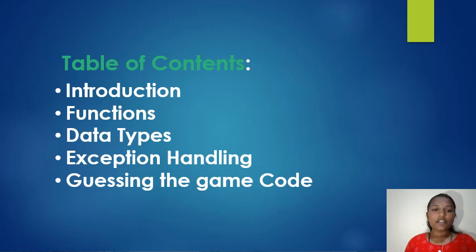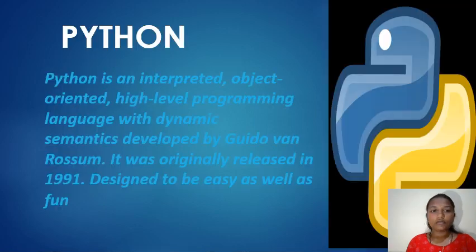Let us see the table of contents. First we are going to discuss introduction, functions, data types, exception handling and the Guess the Number code. Let us discuss what is meant by Python. Python is an interpreted and object-oriented language. It is a high-level programming language with dynamic semantics. It was developed by Guido van Rossum and originally released in 1991.